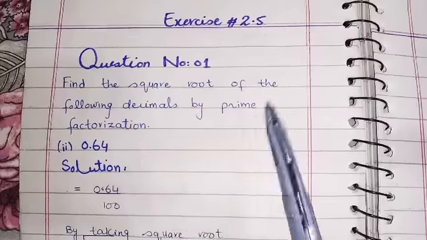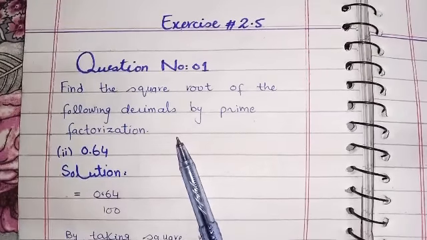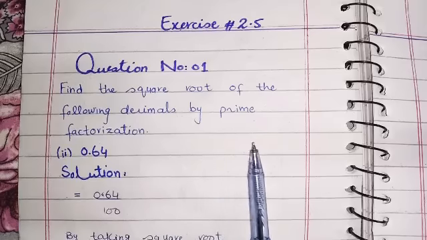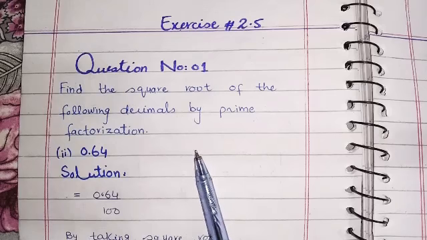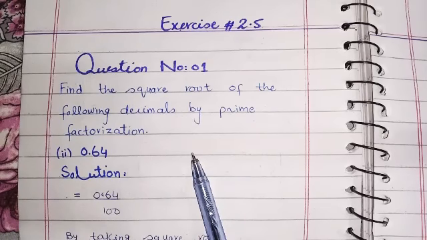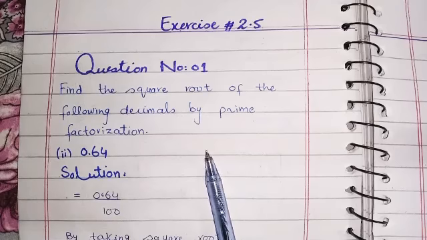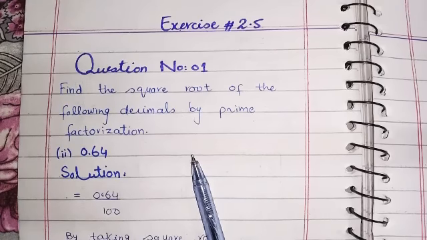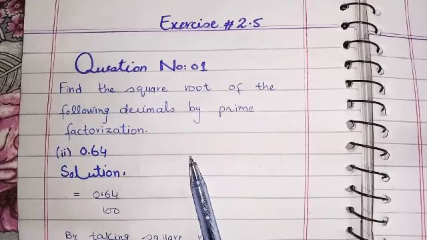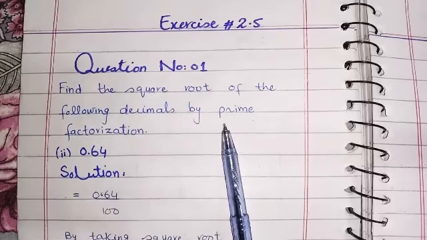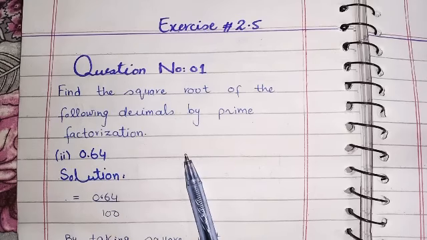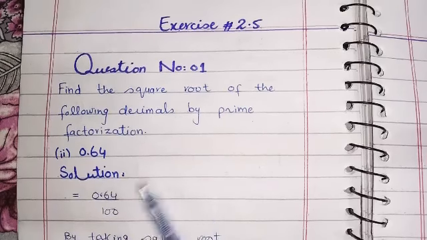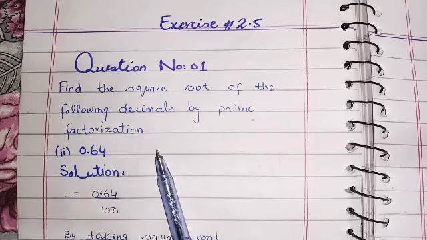Today we are going to start our exercise number 2.5. Students, in this exercise you will learn about taking square root of decimal numbers. In previous lectures you have already learned about taking square root of natural numbers. Then you learned about taking square root of fractions. You also learned both methods of taking square root. You all know there are two methods to find the square root. First is prime factorization and second is division method. So students, today we will start and learn about taking square root of decimal numbers by the prime factorization method.